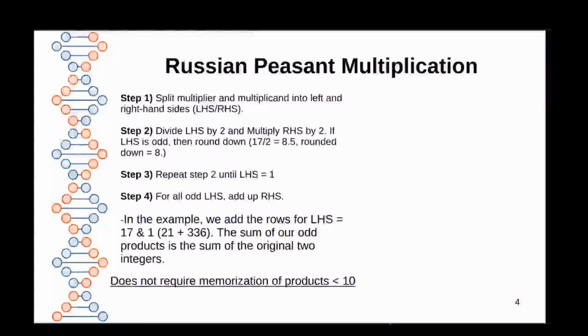One of the first methods established for multiplying two integers is a method known today as Russian peasant multiplication. Let's say we have two integers, 17 and 21. We start this method by splitting the two integers to the left hand and right hand sides. Next, we start to halve the left hand side and double the right hand side.